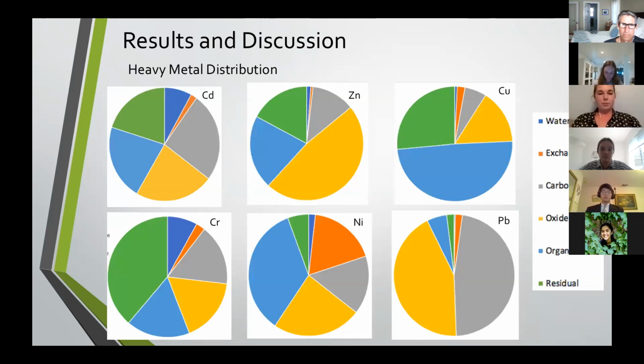In terms of their distribution, the heavy metals were found to largely be in insoluble forms. As you can see in these pie charts, the main colors that stand out are the light green, light blue, the yellow, and the gray, indicating the residual, organic, oxide, and carbonate forms of heavy metals, indicating to us that these metals were largely immobile and insoluble and therefore difficult to extract if that was to be the next step.